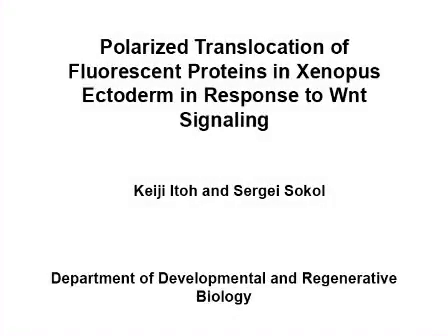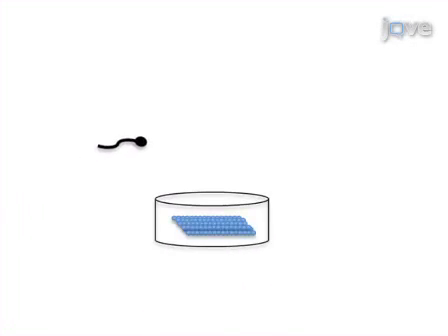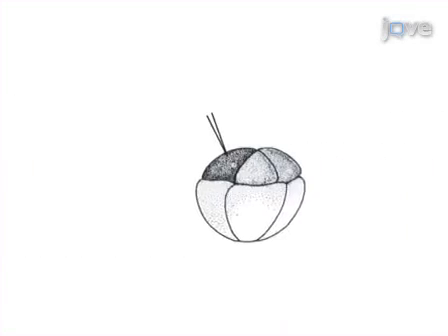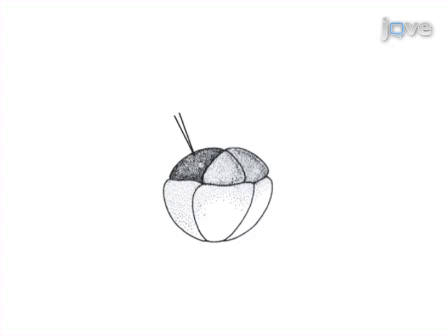The overall goal of this procedure is to examine changes in subcellular localization of proteins upon growth factor signaling. This is accomplished by first injecting animal blastomeres of Xenopus early embryos with RNAs encoding diversin RFP and the signaling receptor frizzled-8.